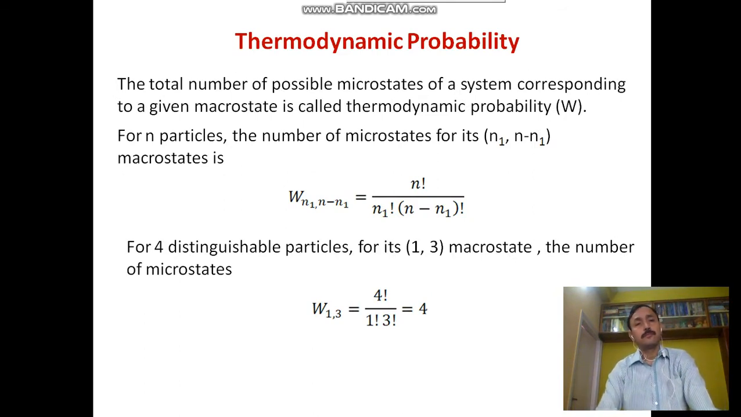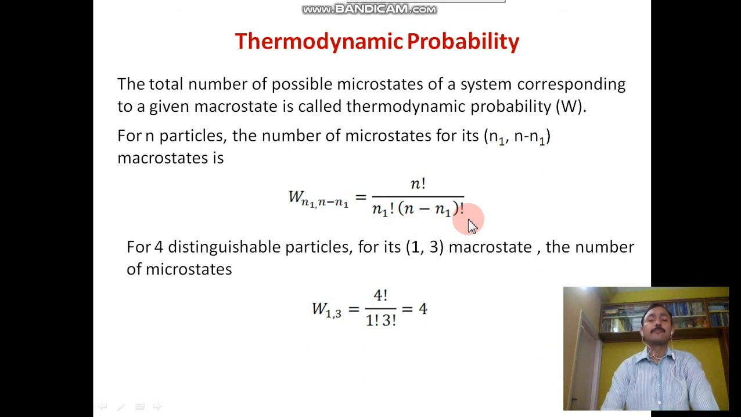Thermodynamic probability. The total number of possible microstates of a system corresponding to a given macrostate is called thermodynamic probability, or the total number of microstates in a given macrostate is called thermodynamic probability. For n particles, the number of microstates for its (n1, n minus n1) macrostate is W(n1, n minus n1) equal to n factorial by n1 factorial, n minus n1 factorial.